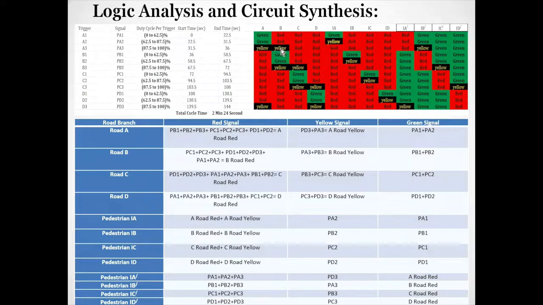After that, road A is off for the rest of the time. Similar logic is true for road B, but for the second set of the trigger, road C for the third set of trigger, and road D for the last set of trigger. Now we may analyze pedestrian movement.